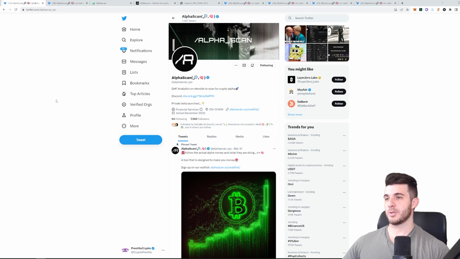So obviously crypto alpha is what everyone is looking for, to get into projects as early as possible. And I found a project called AlphaScan, which, as you can see, is DeFi analytics on steroids to scan for crypto alpha. So I think this is a perfect tool you should be using to find alpha as early as possible. Basically, AlphaScan is a modular and decentralized alpha discovery and trading platform that enables traders to find alpha on-chain and in sentiment and trade against user-generated signals.